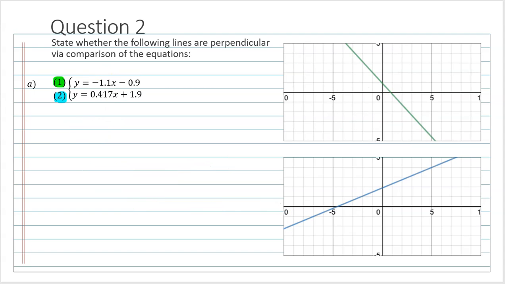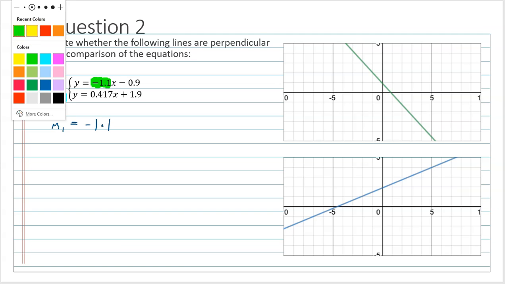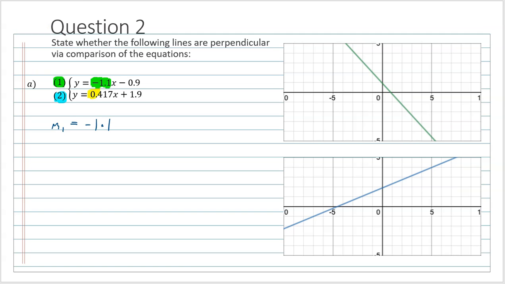Now, question 2. State whether the following lines are perpendicular by a comparison of the equations. Let's do the check again. So this green line refers to equation 1 here, the blue line refers to equation 2 over here. The gradient for line 1 is m1 equals negative 1.1, and the gradient for line 2 is 0.417. So m2 equals 0.417.